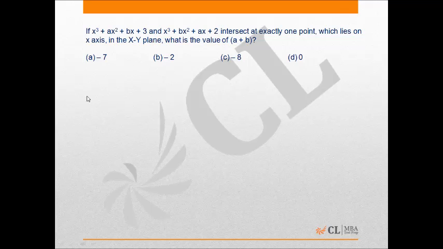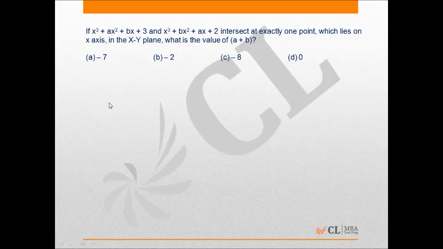This would be a level 3 question. Here it states that if x cube plus ax square plus bx plus 3 and x cube plus bx square plus ax plus 2 intersect at exactly one point which lies on the x-axis in the xy plane, what is the value of a plus b?